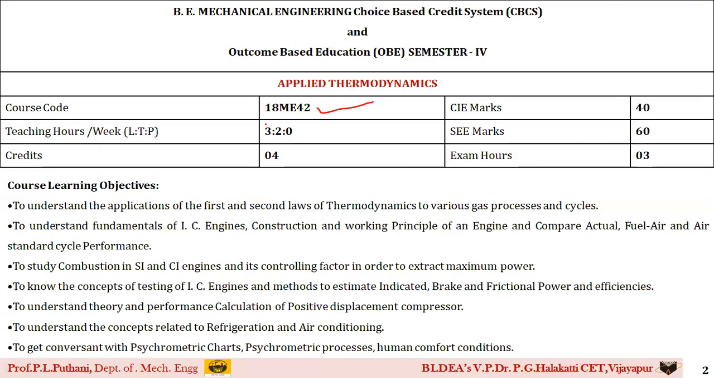We have 3 lecture hours and 2 tutorial hours weekly. Then we have CIE 40 marks, SEE 60 marks. The credits earned for learning this subject are 4. There are some course learning objectives for this particular subject. The first objective is to understand the applications of the first and second laws of thermodynamics.